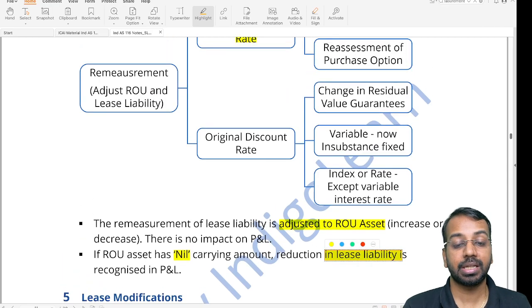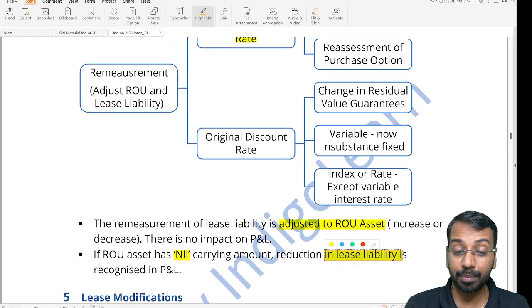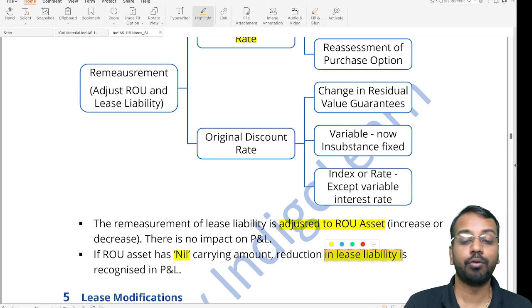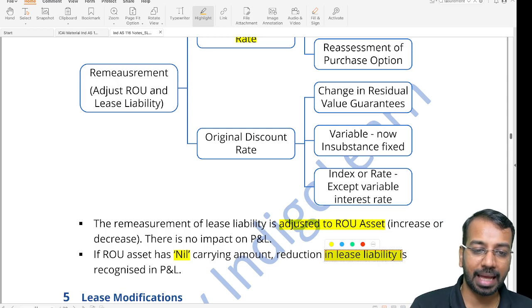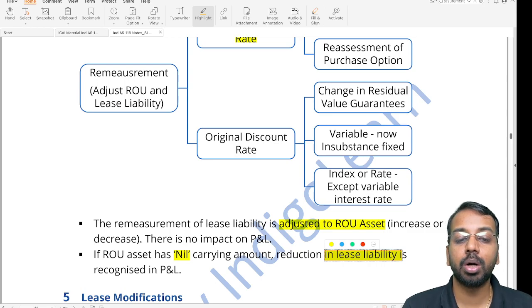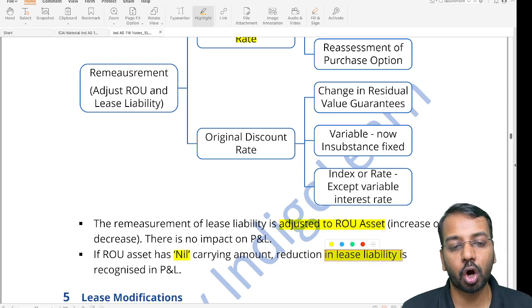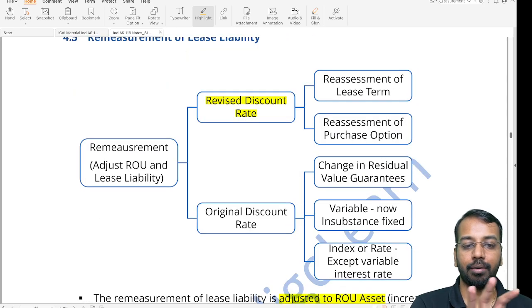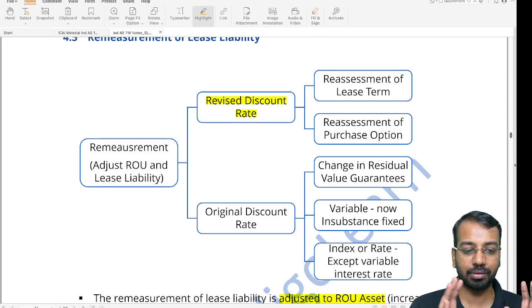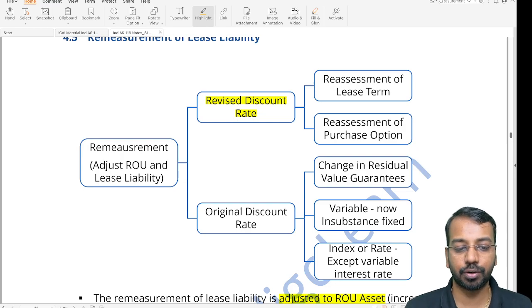Now, if the payments are dependent on index or rate, except variable interest rate, which is like a floating rate, even when you update that subsequently, you will use the original discount rate only. You will not use the revised discount rate, right? So that is broadly the remeasurement part. I have tried to summarize it in the limited discussion we had.